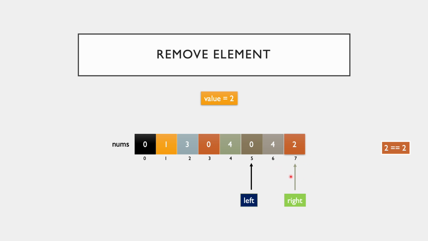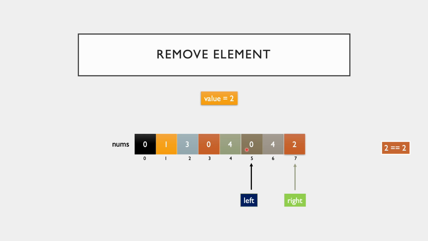So in this case what happens is my nums of right is 2, which is equal to the value 2. In this case what we do is we keep the left pointer as is and only increment right. So when we increment right, we have reached the end of the array. We can't go any further. So that's where our loop stops. And one thing to note here is that my left is pointing at index 5, right?